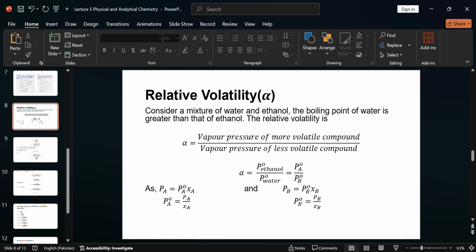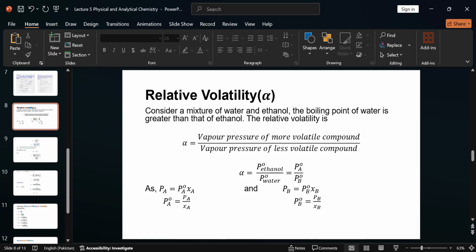In this regard, alpha is equal to the vapor pressure of the more volatile compound divided by the vapor pressure of the less volatile compound. Alpha is equal to P naught of ethanol divided by P naught of water. Here we denote P naught of ethanol by P naught of A and P naught of water by P naught of B. P naught is the vapor pressure of the pure component. By Raoult's law, we know that PA is equal to P naught A multiplied by XA and PB is equal to P naught B multiplied by XB. Here PA is the partial pressure of liquid A and PB is the partial pressure of liquid B, and XA and XB are the mole fractions in the liquid phase.